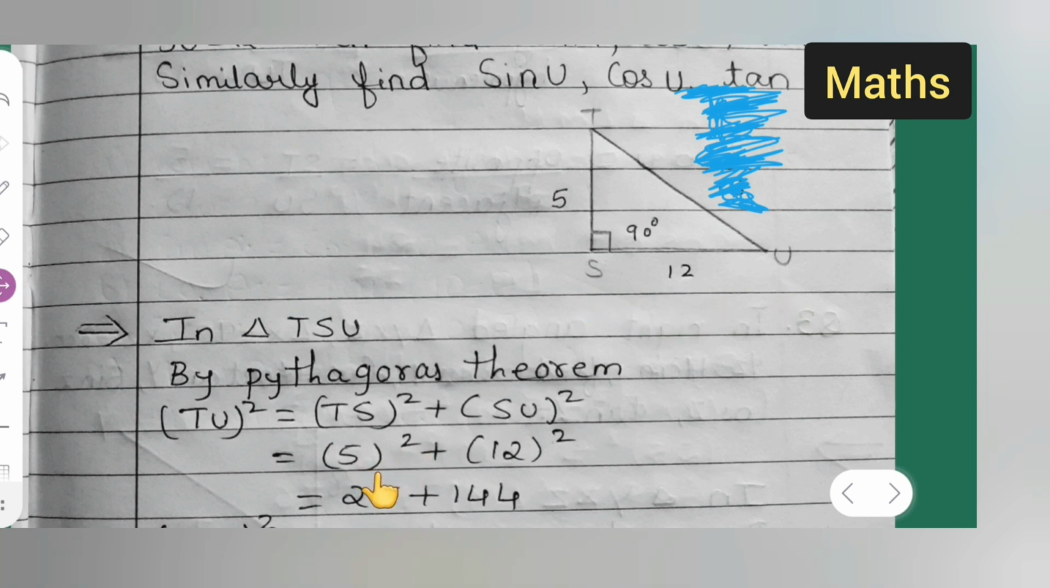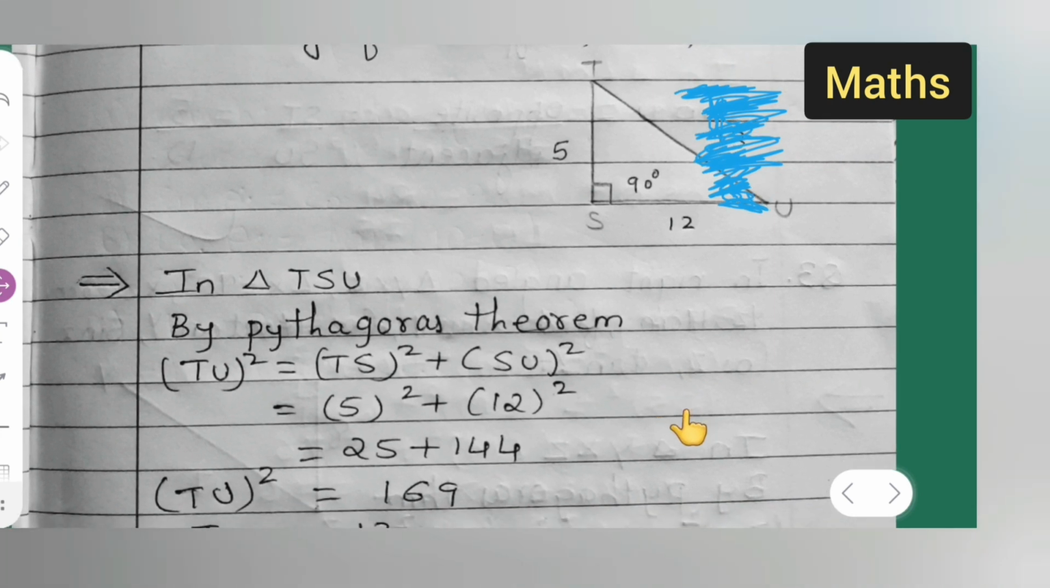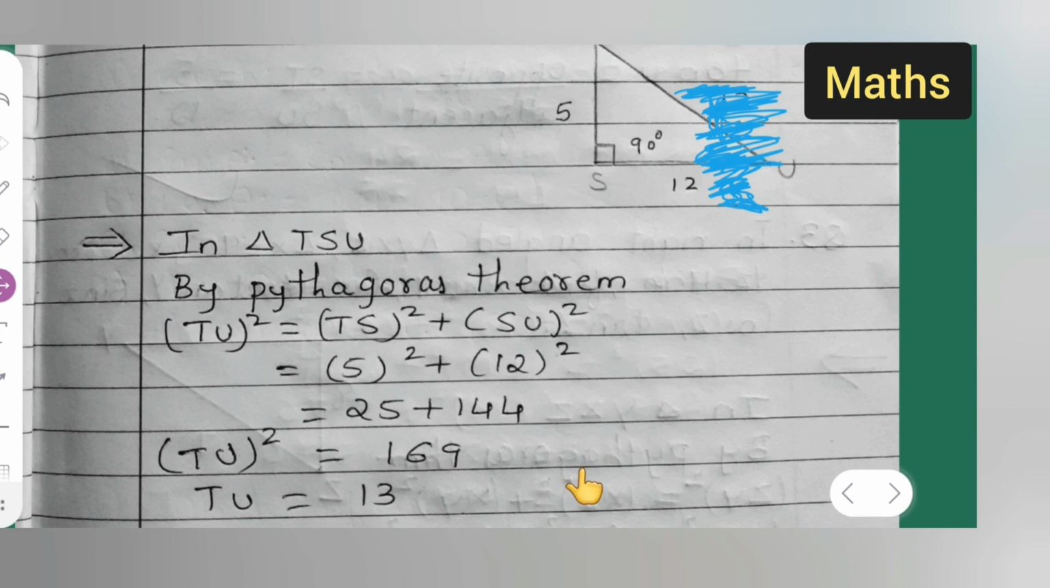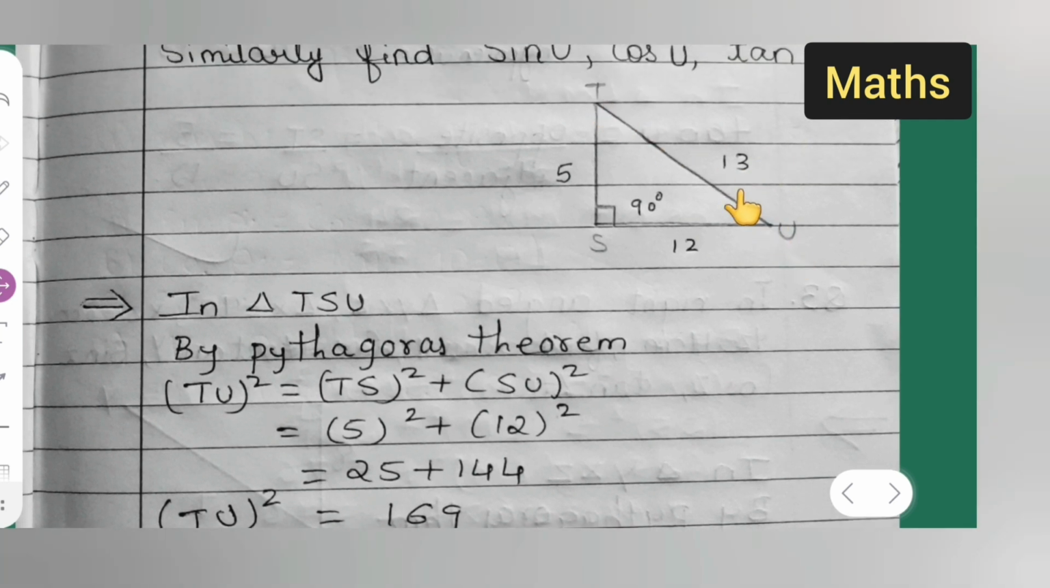Now TS is given as 5, square it, plus SU is 12. 5 fives are 25, plus 12 squared is 144. Now TU squared is equal to how much? When you add 25 plus 144, it is 169. If you take the square root, you are going to get TU is equal to 13. So here we got TU is equal to 13.